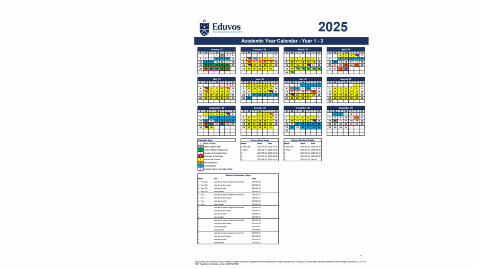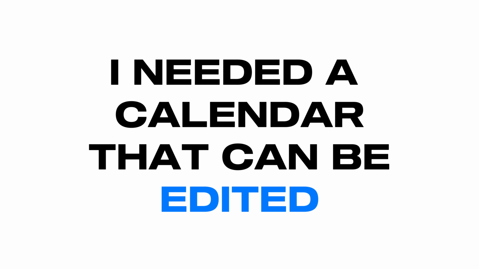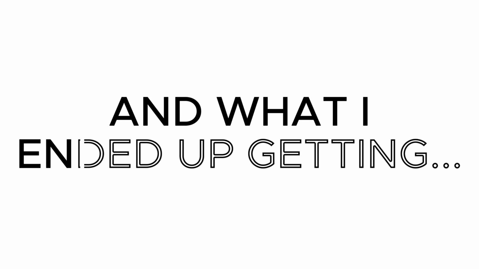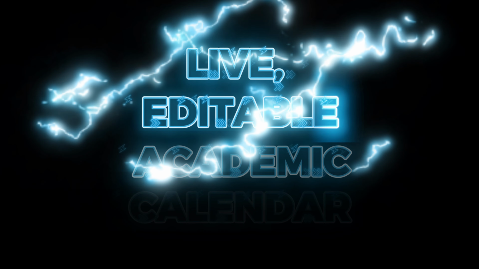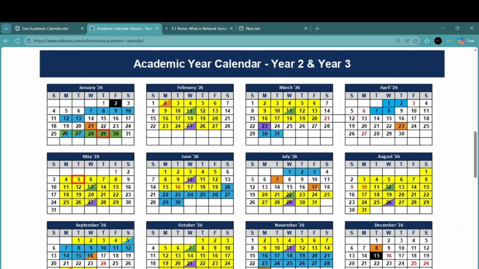However, the calendar in its current state was not enough. I needed a calendar that can be edited, and what I ended up getting was a live, editable academic calendar. My name is Daniel King, a second-year student here at Eduvos. The current date is the 4th of February 2026.